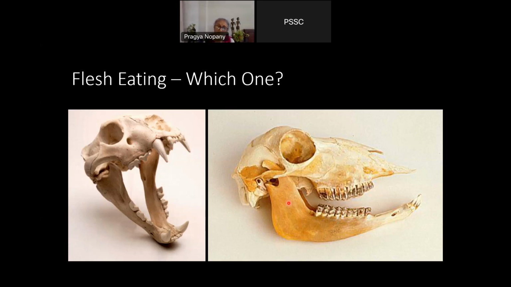And then you ask them, what makes you say that? And that is when they will tell you why they are thinking that the left picture shows a flesh-eating animal and the right one is not. So you made the children take a stand and then justify their stand. That is what critical thinking is.